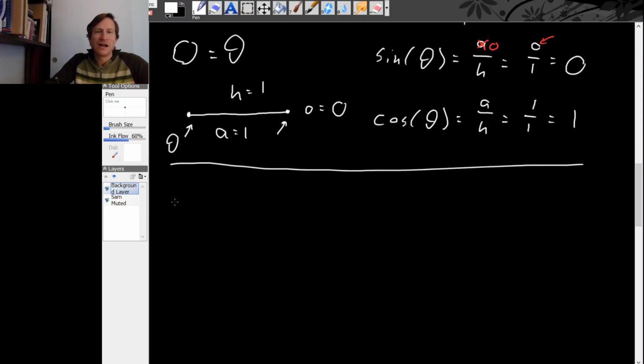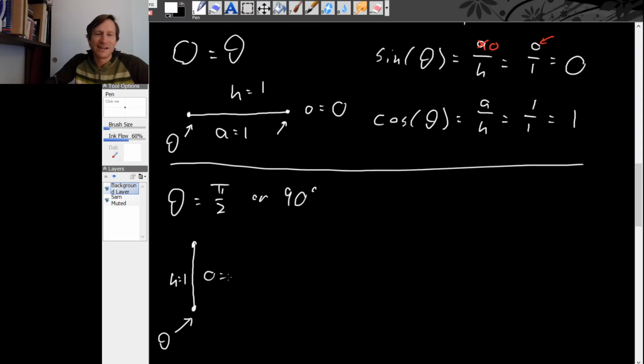All right, so that went so well that let's jump down to the end of our list of angles. Let's go with pi over 2, or 90 degrees. This is going to be the same sort of trick, except this time our triangle is just a vertical line segment. So the right angle and theta are both in this at the bottom here. The hypotenuse is 1. The opposite side is 1. And the adjacent side is 0 this time.